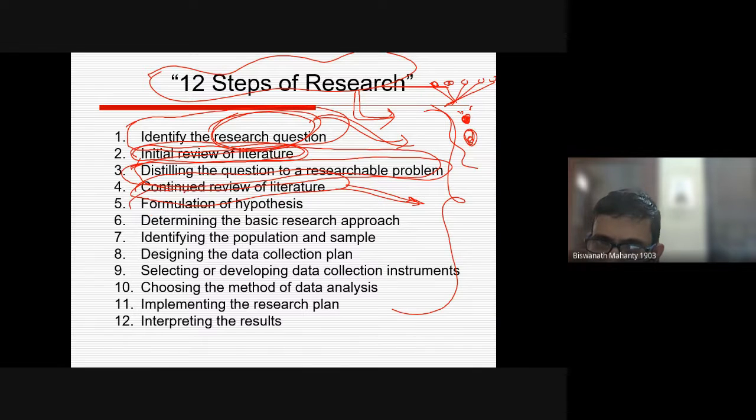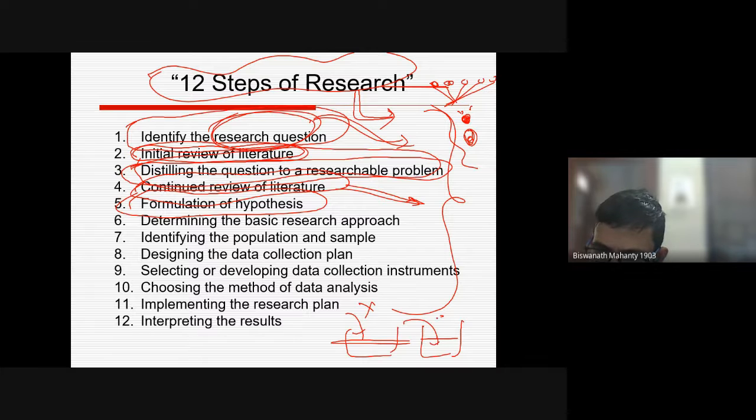Then you formulate your hypothesis. Hypothesis means you will say, sir, I will grow one plate of lung cancer cell line tissue and add nothing. I will add my plant extract to another plate, and another plate maybe I'm giving some standard drug which is known to be useful. That means you are already planning, you are formulating the hypothesis. Then you are determining the basic research approach.